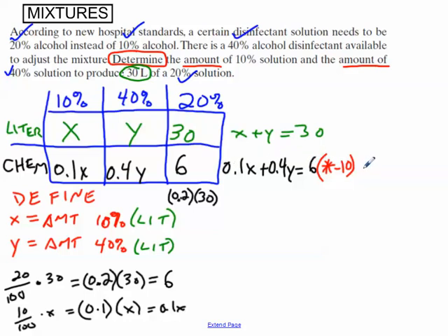So let's rewrite over here. I'm going to multiply my black equation by negative 10. And that will give me 0.1 times negative 10 is negative 1x. And I'll put the 1x there just to make sure that we know that it's 1. Positive 0.4y times negative 10 gives us negative 4y, because when you multiply 0.4 by 10, you move the decimal point to the right. Equals, and don't forget the constant number here. We have to also multiply that by negative 10. 6 times negative 10 is negative 60.